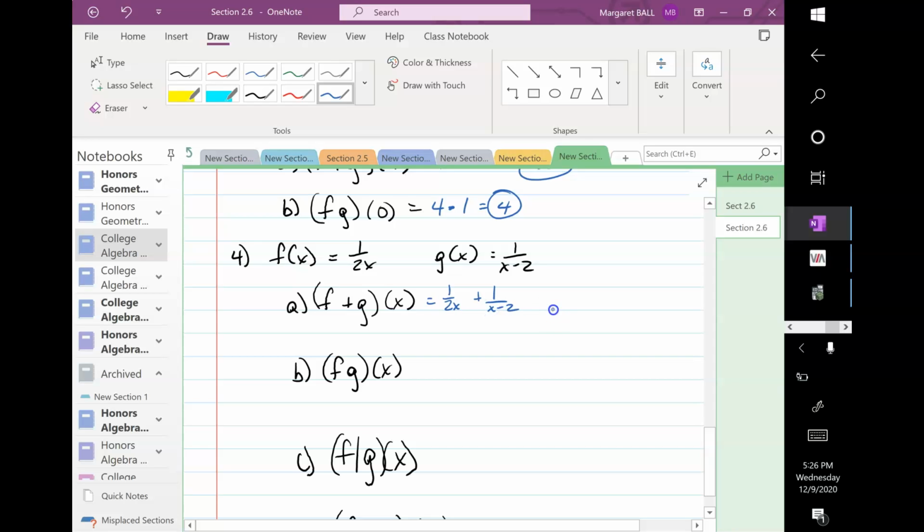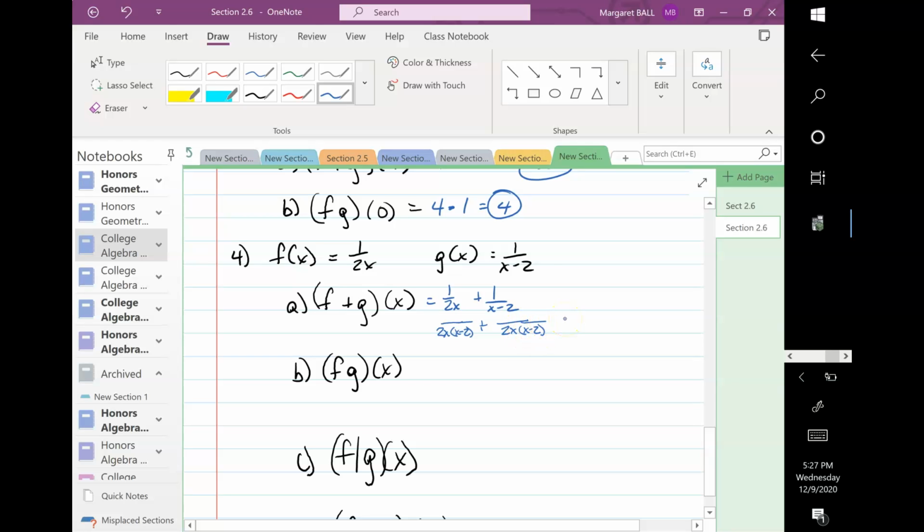In order to add or subtract fractions, you have to have a common denominator. And to find the common denominator, everything has to be represented. So you have to take the 2x, because that's from the first denominator, and that has to be part of the common denominator. And then you have to take the x minus 2. That has to be part of your common denominator.